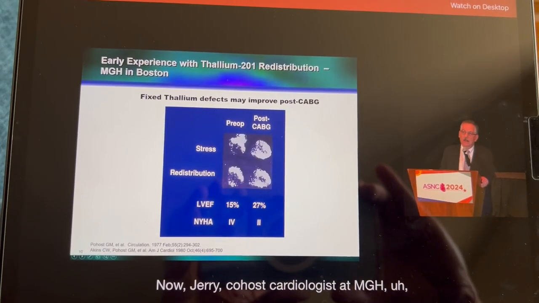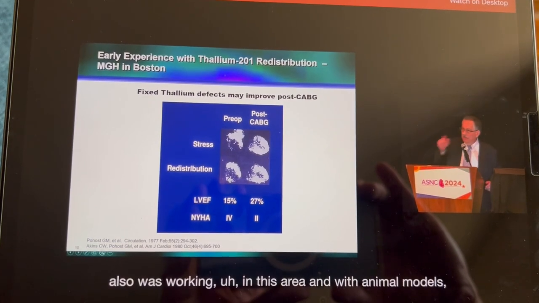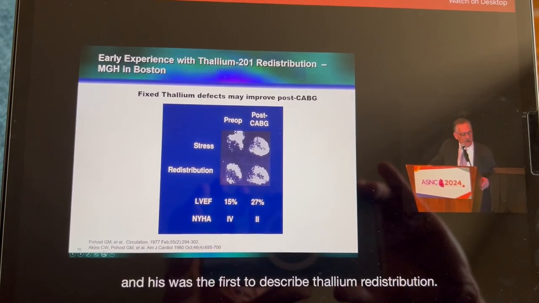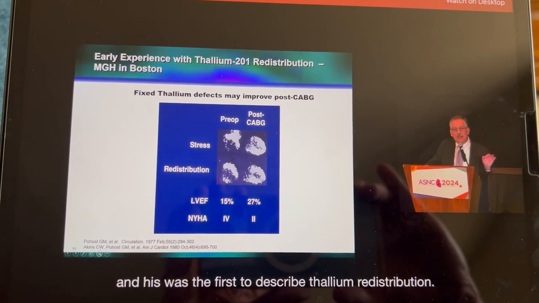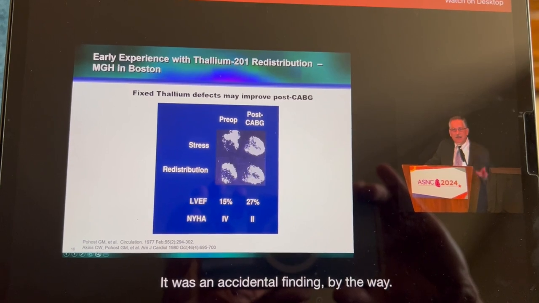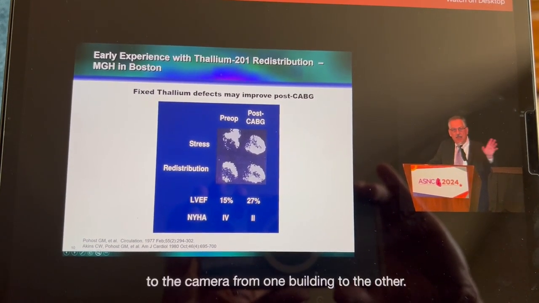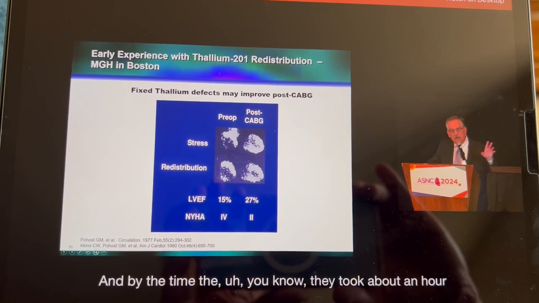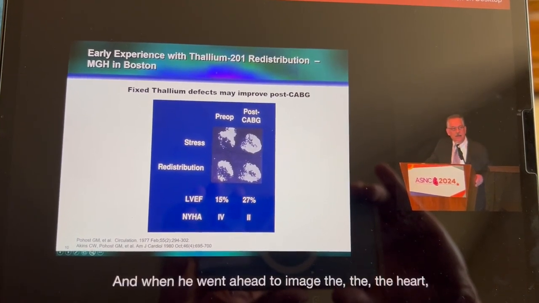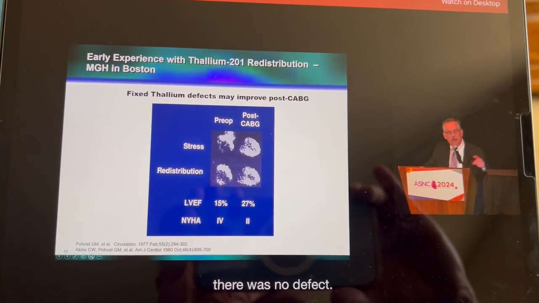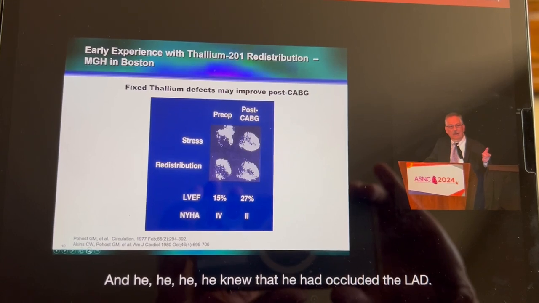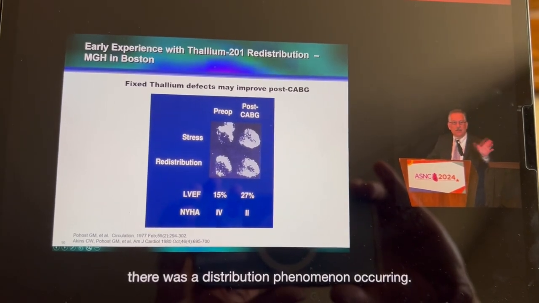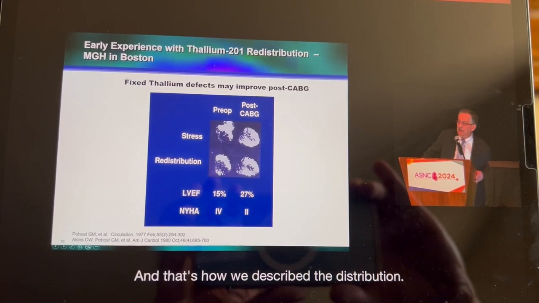Now, Jerry Pohost, a cardiologist at MGH, was also working in this area with animal models. And he was the first to describe thallium redistribution. It was an accidental finding, by the way. He was moving the animals to the camera from one building to the other, and it took about an hour or two to move the animals. And when they went ahead to image the heart, there was no defect. He knew that he had occluded the LAD, and then he realized that during that transport period, there was a redistribution phenomenon occurring, and that's how he described redistribution.